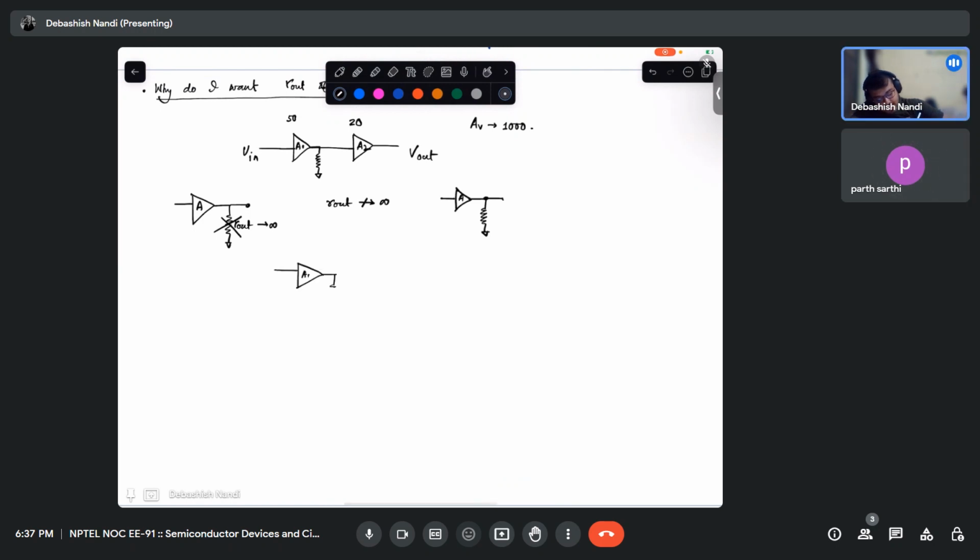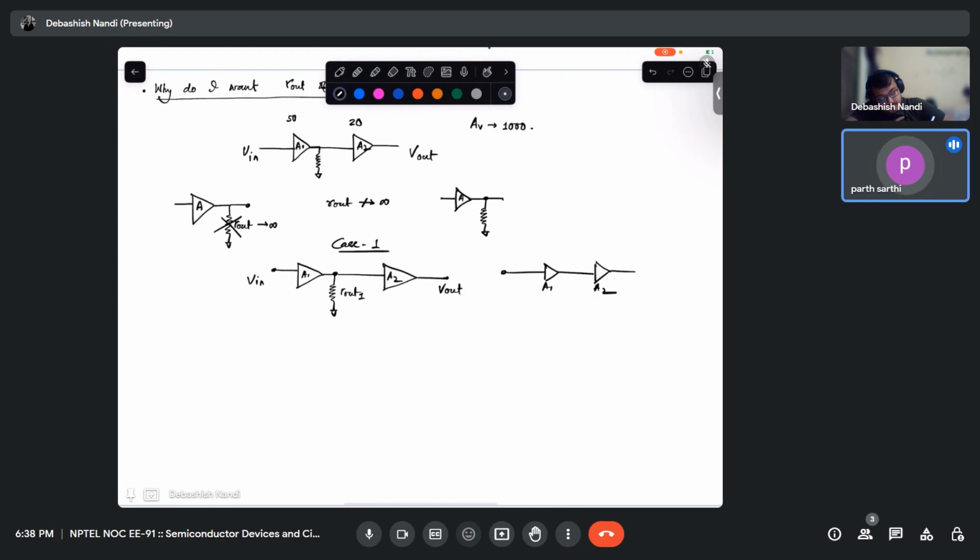So suppose this is your A1, this is your R out 1, and here you have another amplifier A2. What do you think will happen if this R out is not present? When R out is present in one case and R out is not present in another case. This is R out, let's say, case 1. In another case, it is like this. What do you think will happen?